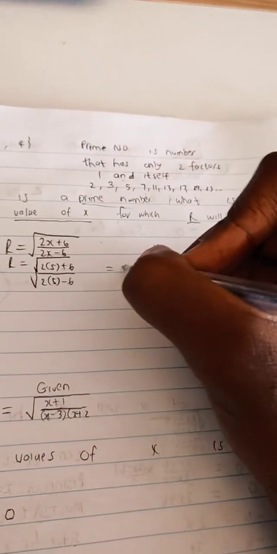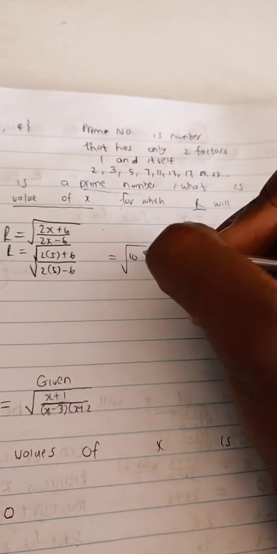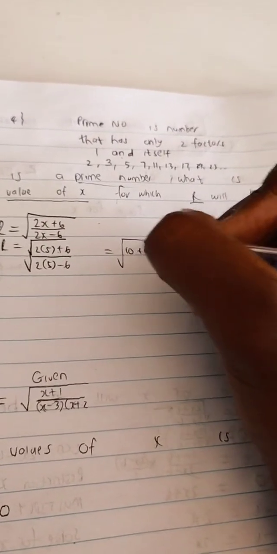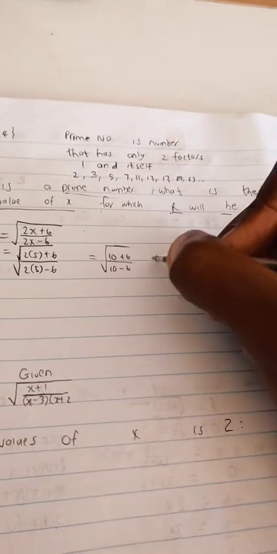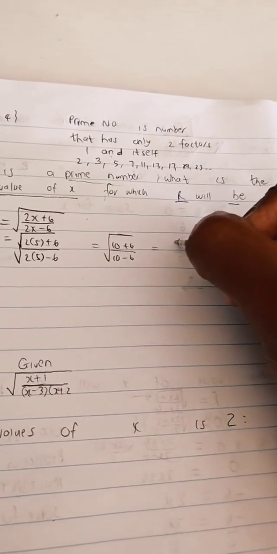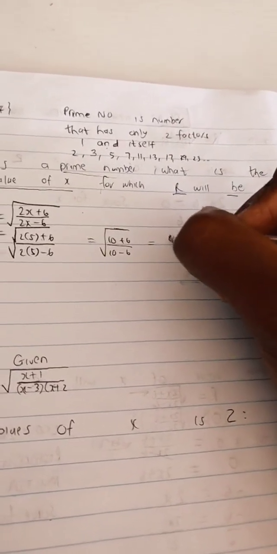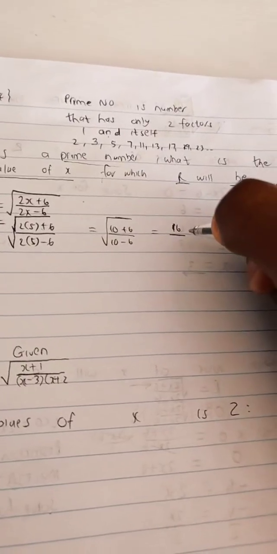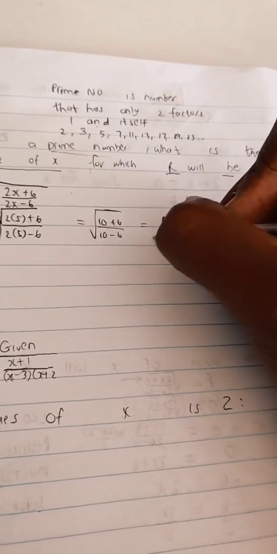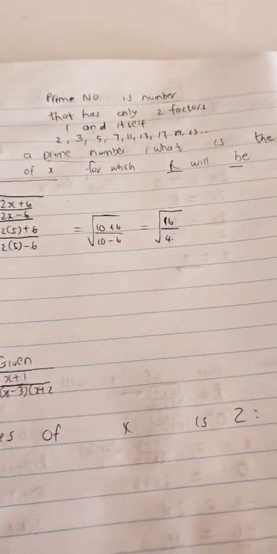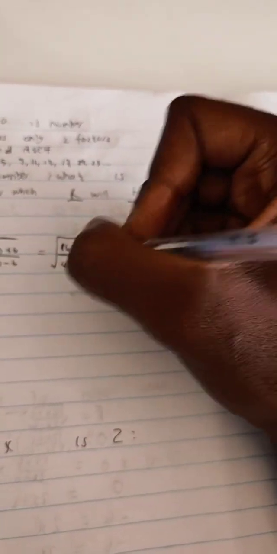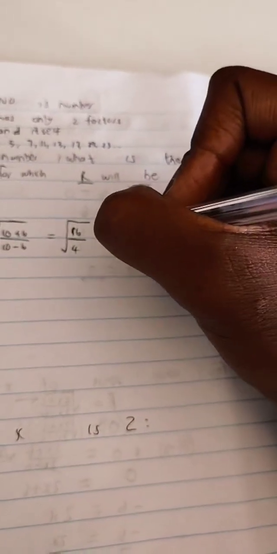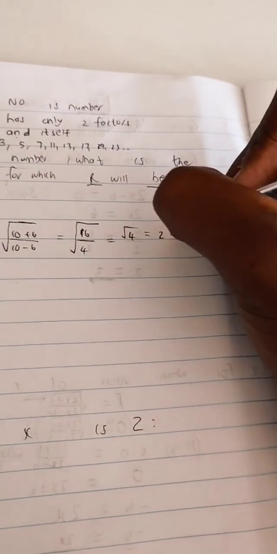2 times 5 is actually 10 plus 6 over 2 times 5 is 10 minus 6. What's 10 plus 6? 10 plus 6 is equal to 16. What's 10 minus 6? That's equal to 4. If we take the square root of 16 over 4, guys, 16 divided by 4 is 4, and the square root of 4 is 2.